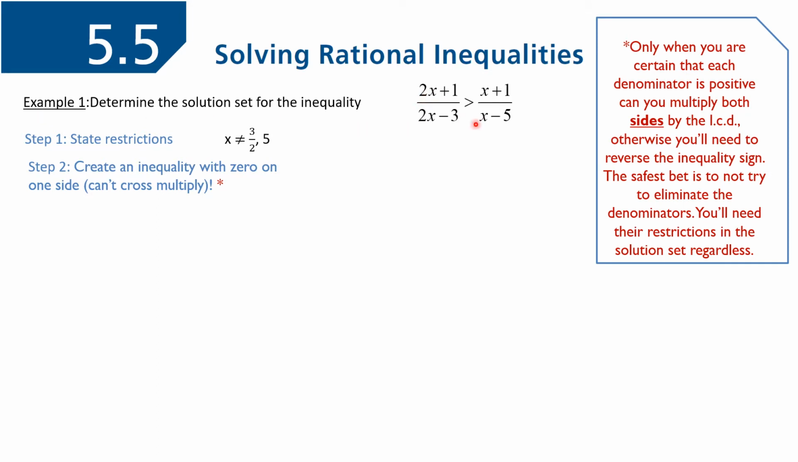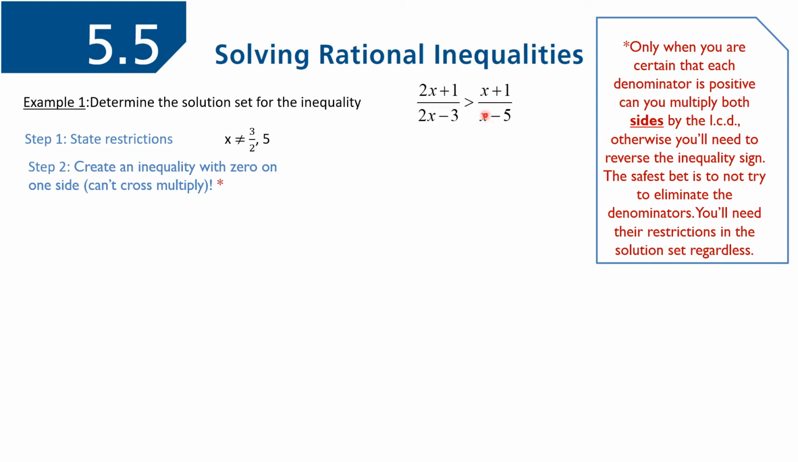So cross multiplying would be multiply diagonally across here and across here to get rid of the fractions, but you can only when you're certain that each denominator is positive can you multiply both sides by the lowest common denominator or cross multiply. Otherwise you need to reverse the inequality sign. So some of the strategies we've used before don't work here.